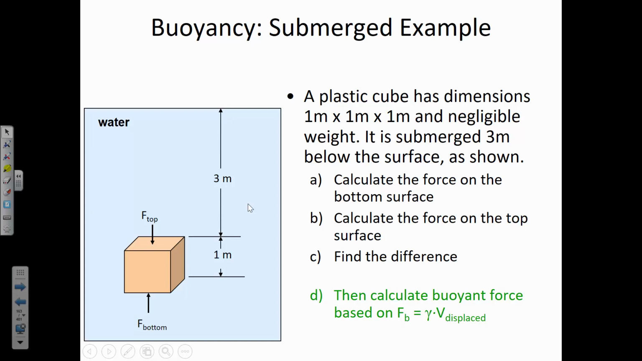And by displaced, what I mean is if this cube wasn't here in the water occupying 1 cubic meter of space, then water would be there. But this cube pushed water out of the way. It displaced water. And so by displacing the water, the buoyant force is equal to the weight of the water that would have been there if that block didn't displace it.